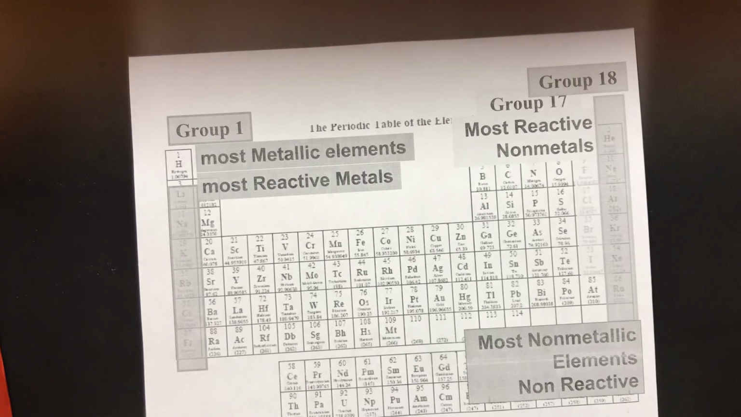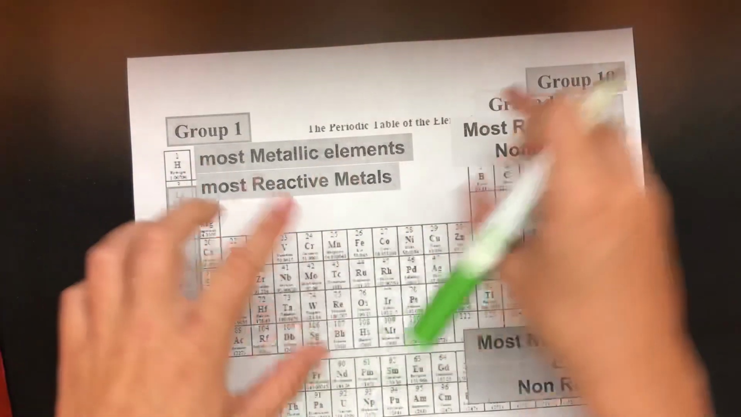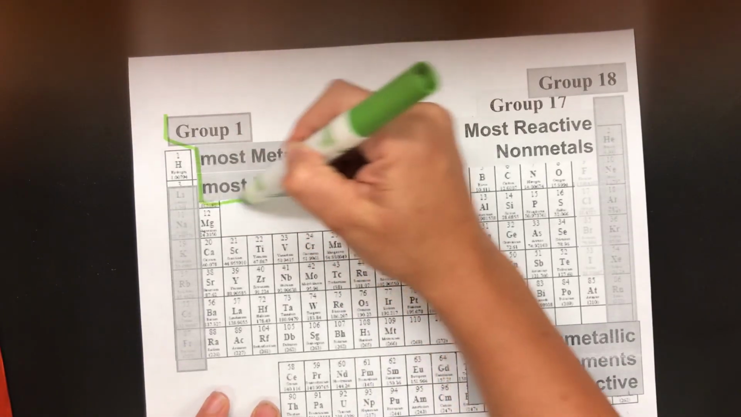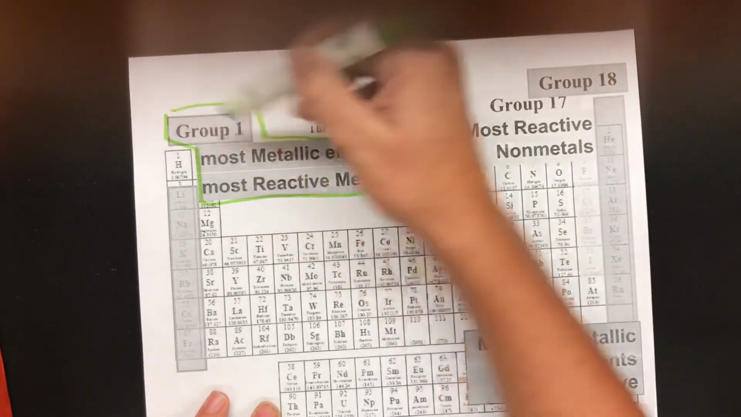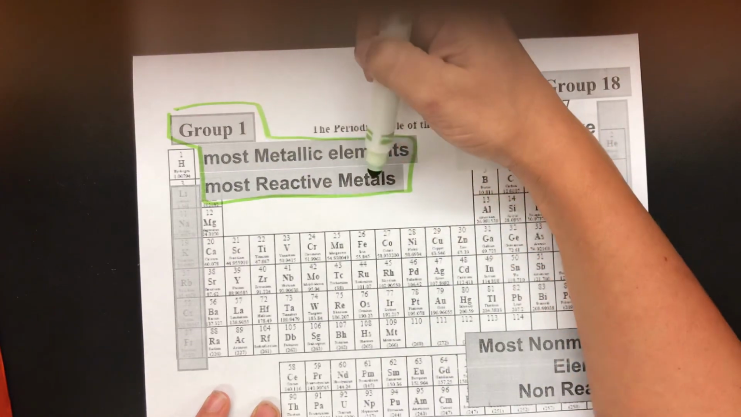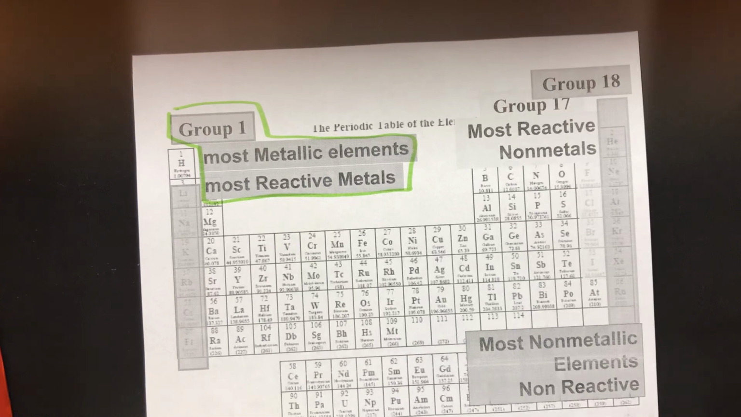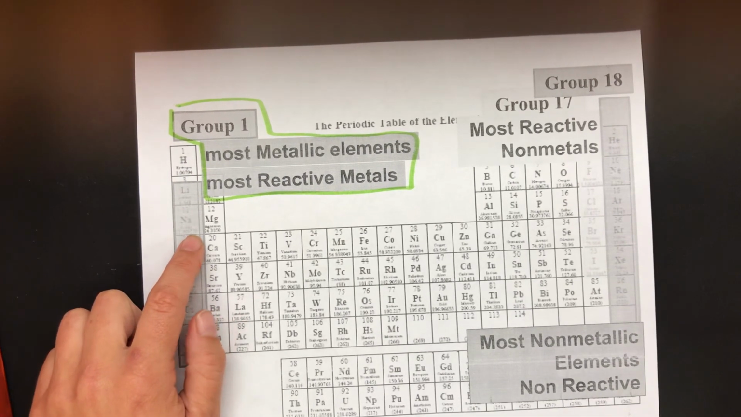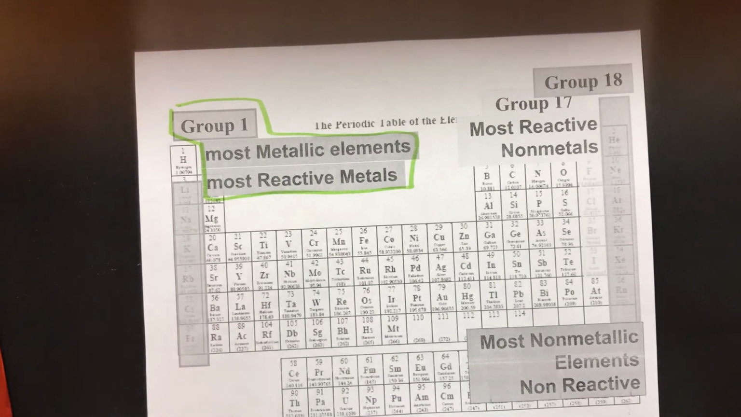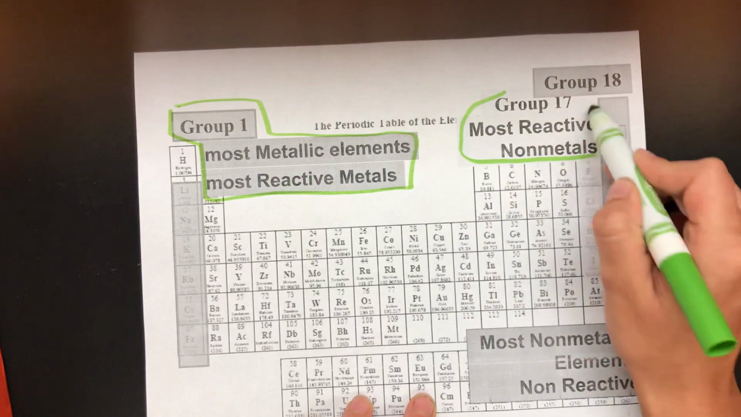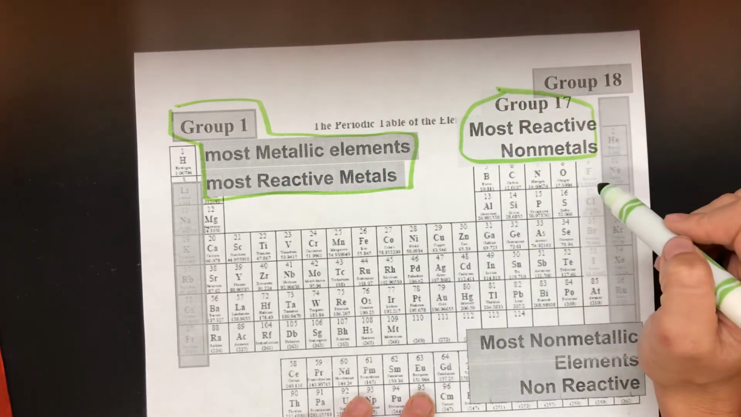All right, now you don't actually have to draw this. You're not coloring or anything like that. What I have written here, you need to write in your notes. So group 1 are the most metallic elements and the most reactive metals. So reactive that they do not exist in nature without being bonded to something else. So sodium, for example, if it were to rain and it's by itself, you would have many explosions going on everywhere. Group 17 are the most reactive nonmetals.